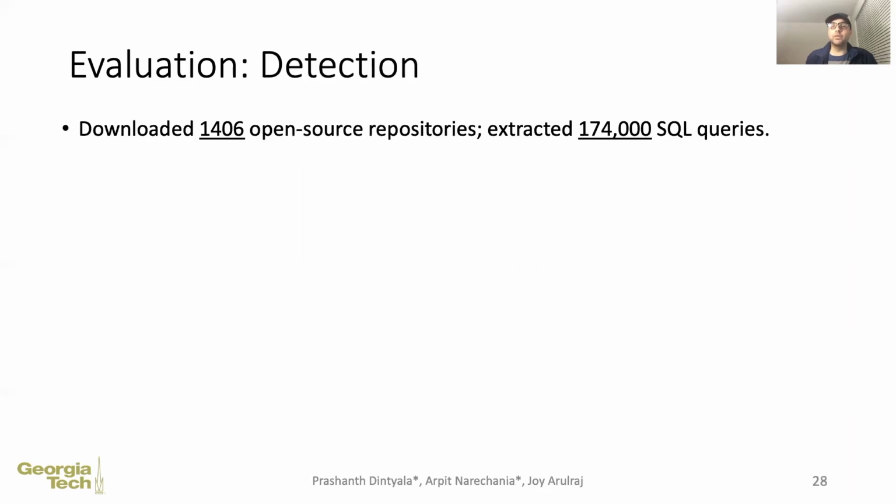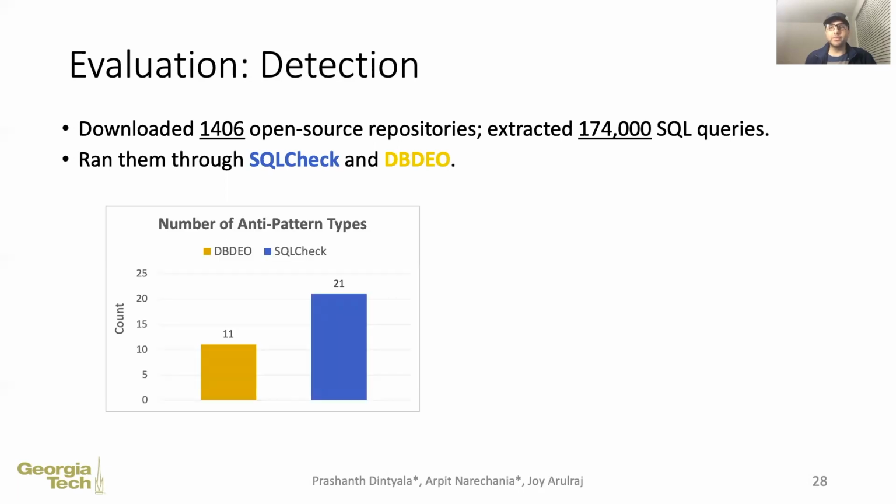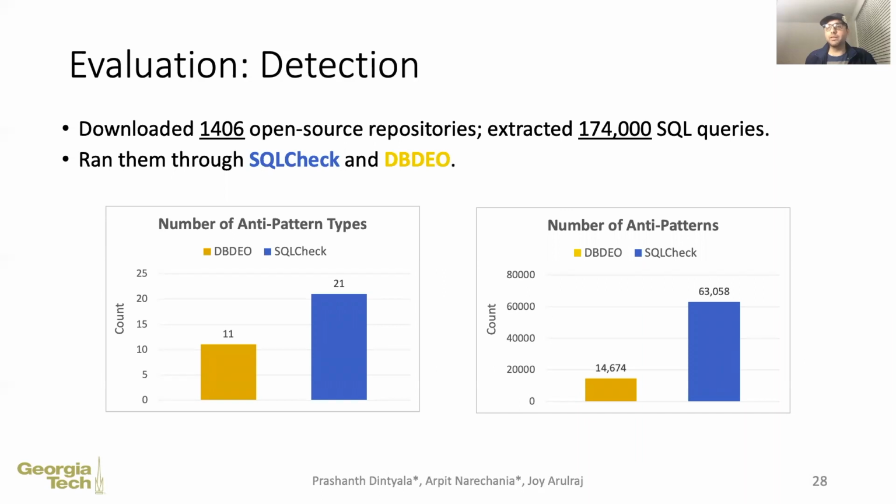We first downloaded 1,406 open source repositories from GitHub and extracted 174,000 SQL queries. We ran these queries through both SQL Check and DBDO and found that unlike DBDO, which only supports 11 types of anti-patterns, SQL Check supports 21 types of anti-patterns. SQL Check detects 4 times more anti-patterns compared to DBDO. It returns 48% fewer false positives and 28% fewer false negatives compared to DBDO. We attribute this to the interquery and data analysis algorithms that leverage the application's context to deliver higher precision and recall.